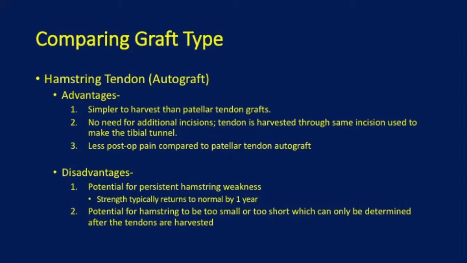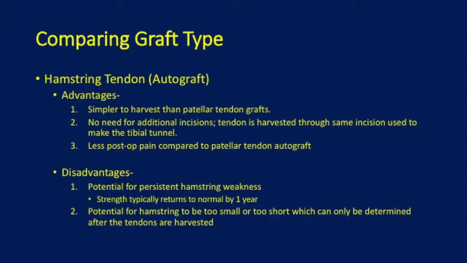There are many advantages to using a hamstring tendon autograft. It is simpler to harvest than a BTB graft. There is no need for additional incisions, and the tendon is harvested through the same incision used to make the tibial tunnel. There is less post-op pain compared to a patella tendon autograft.